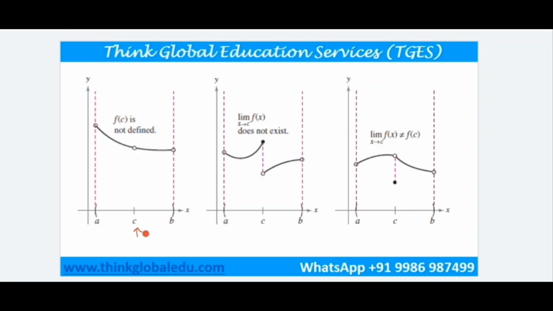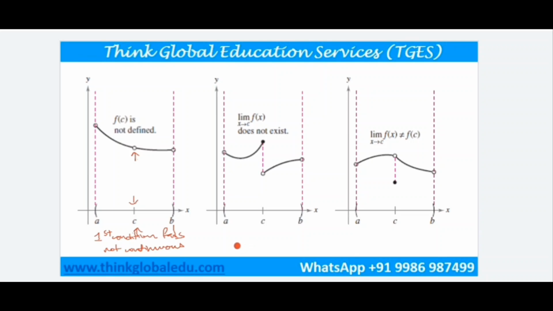Here we can see that c is a point in between a, b, an interval, and the graph of f is provided. Here you can see that at c, only at that point, f is not defined, which means that the first condition for continuity fails. Thus we can conclude that the function is not continuous in this particular interval because of this point.